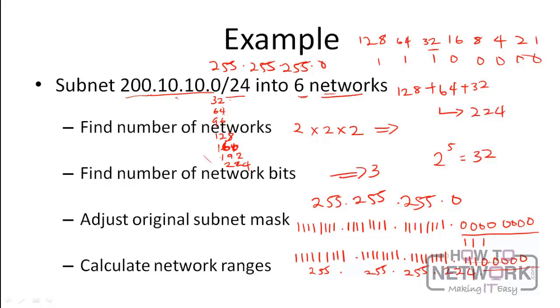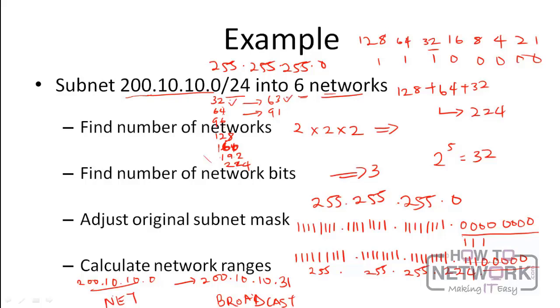Now, the other thing you need to know is the ranges. So for the first network, we're going to have 200.10.10.0 all the way to 200.10.10.31, which is the number before 32. And that means that this will be our network address, and this will be our broadcast address. Similarly, for the next network, it will be 200.10.10.32 all the way to 63. The next one will be 64 to 95, and this would make this the network address, and that the broadcast address, and all the way down to 224 to 255.